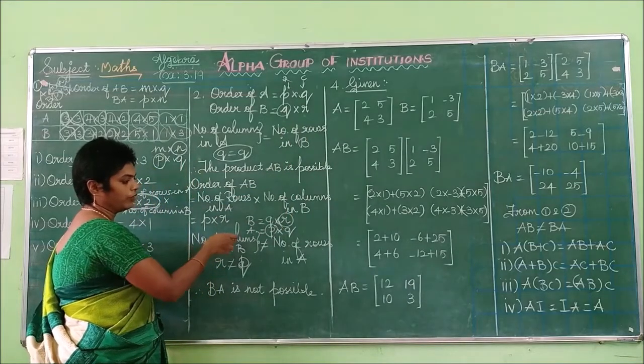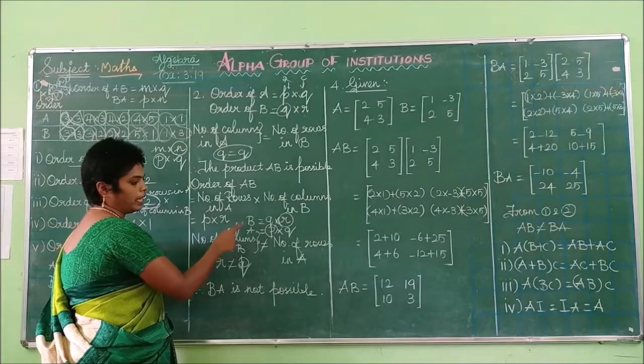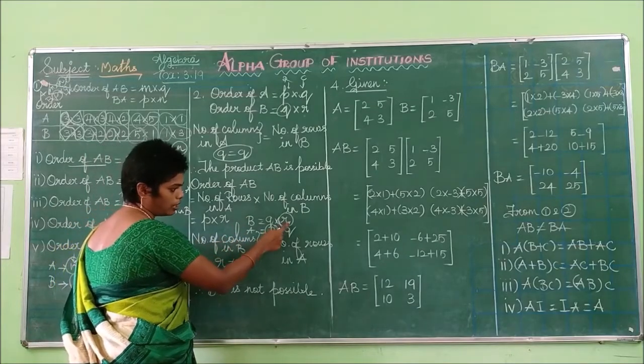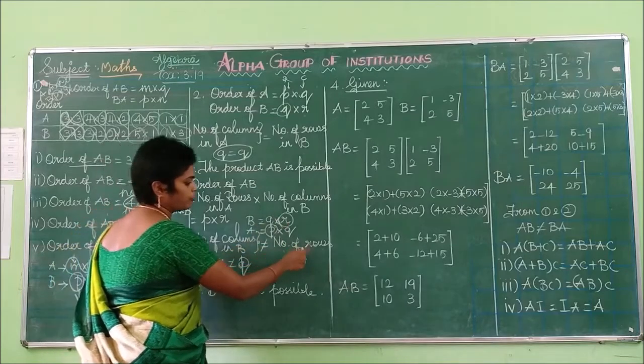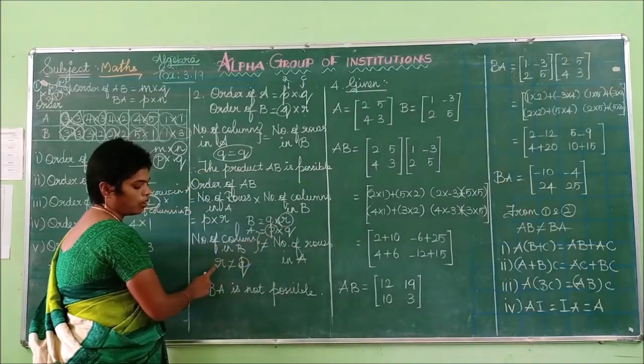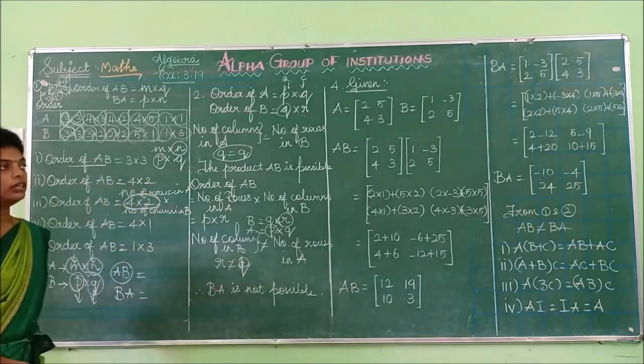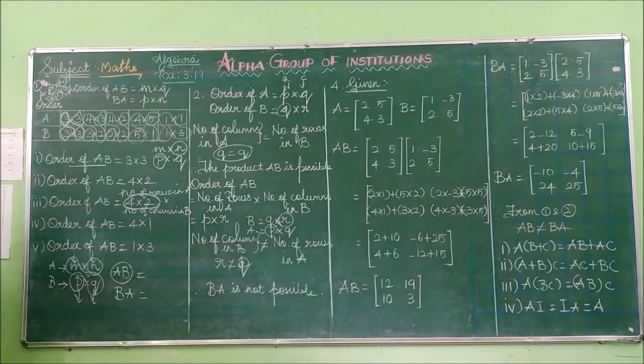Then you have to find the product for BA. So first check the condition. Number of columns in B, number of columns is here R. And number of rows in A is P. So R which is not equal to P, then BA is not possible. Then move on to the third question.